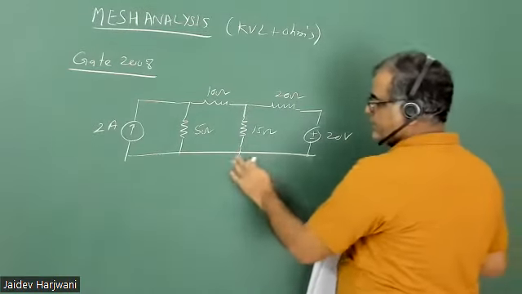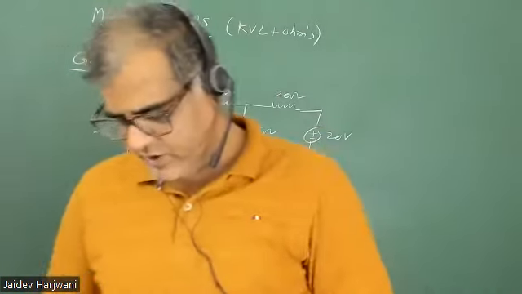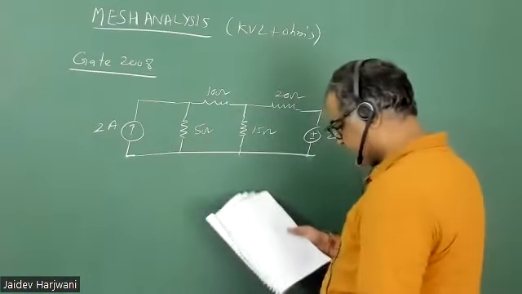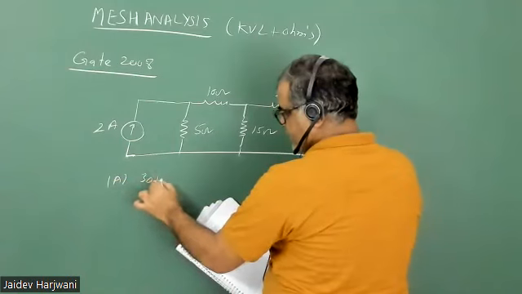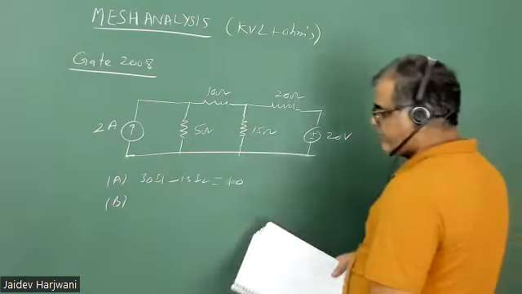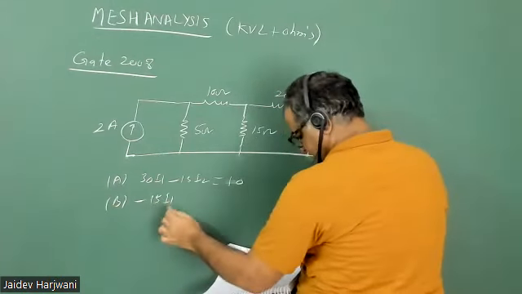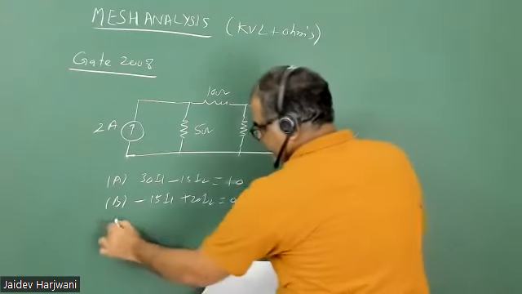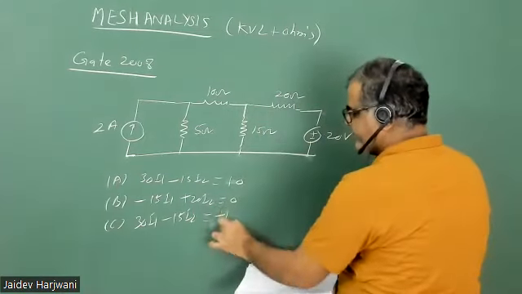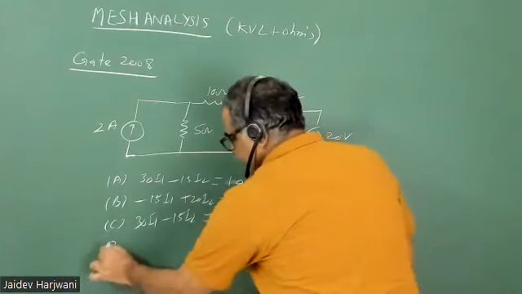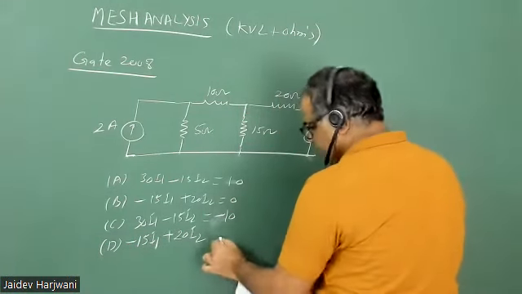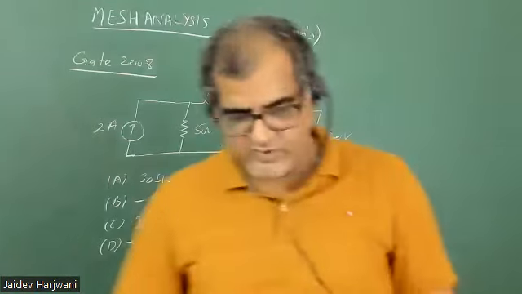So in this question, they're asking to write the loop equation. They have given some equations. You have to find out the correct equation for one of the loops. Option A: 30I1 minus 15I2 equals 10. Option B: minus 15I1 plus 20I2 equals 0. Option C: 30I1 minus 15I2 equals minus 10. And option D: minus 15I1 plus 20I2 equals 20. So out of these four equations, which equation is correct?